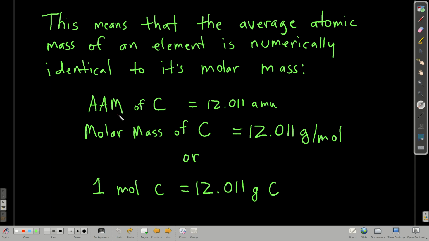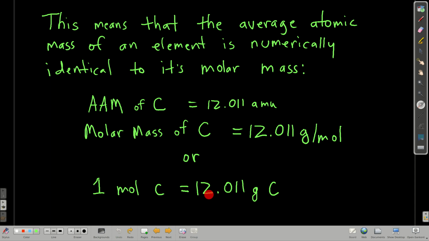So for example, the average atomic mass of carbon is about 12.011 AMUs. Depending upon which periodic table you look at, you'll see different sig figs. And so now we get another piece of information from the periodic table. We see that the molar mass of carbon is 12.011 grams per mole. In other words, if we had 1 mole of carbon, we would have 12.011 grams, or vice versa. If we weighed out 12.011 grams of carbon, which is a mixture of its isotopes, we would have 1 mole of carbon. The 1 here is exact, the 12.011 is not.